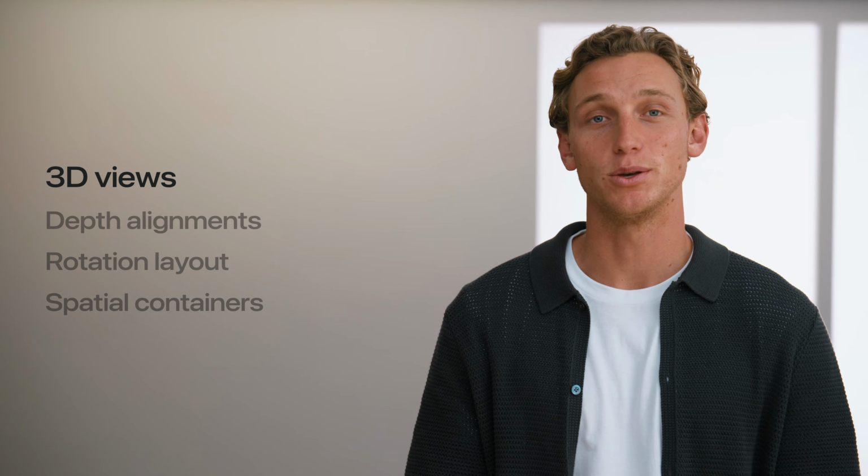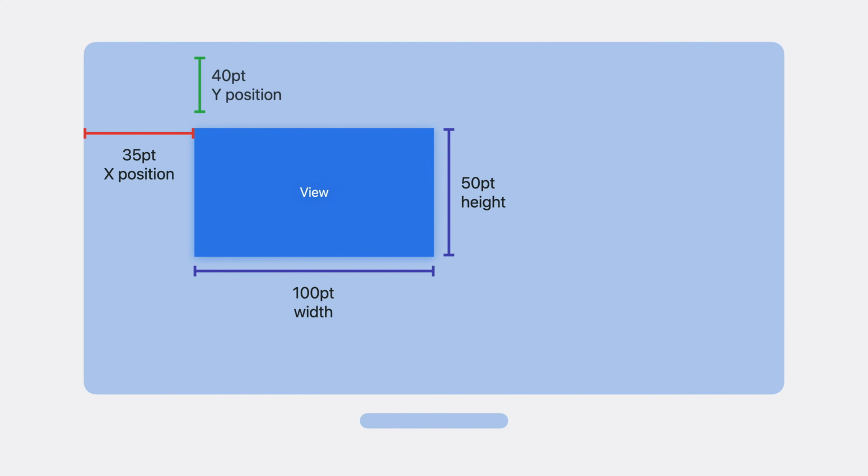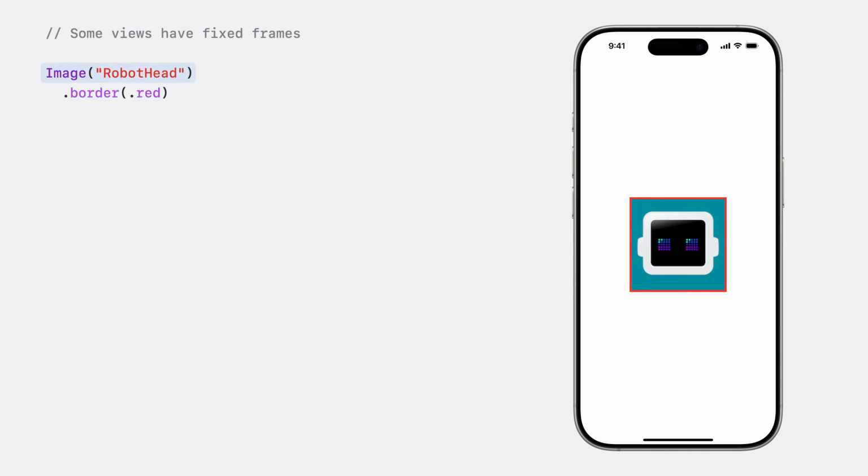Let's talk about views and the layout system. For each view in your app, SwiftUI calculates a width, height, X, and Y position. Some views, like a non-resizable image, have a fixed frame which matches the size of the asset. Some views, like this color, have flexible frames and will take up all the space that is provided to them by a parent.